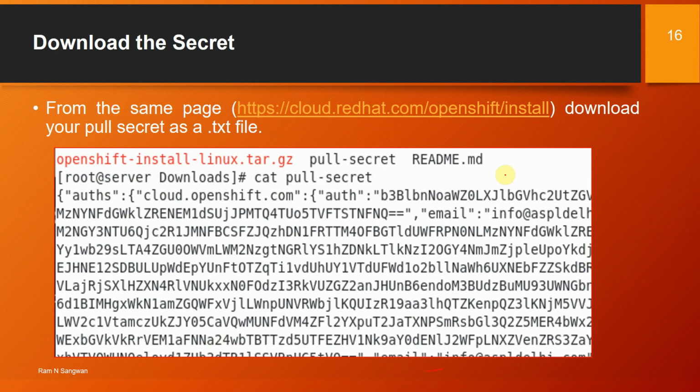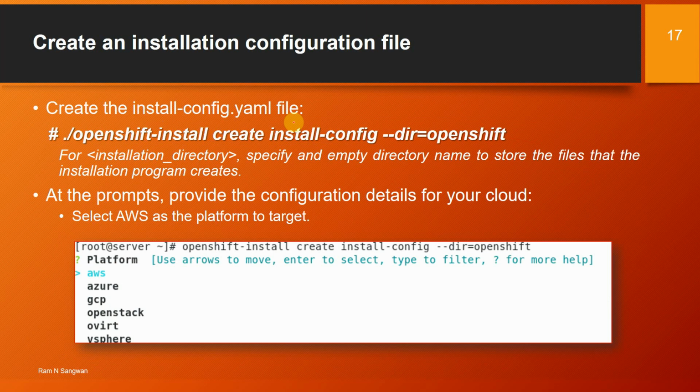Then from the same page, download the pull secret as a text file, and this is the pull secret file. You see that it is a long secret key, a very lengthy key. Create the install-config.yaml file: openshift-install create install-config --dir=openshift. This directory must not exist beforehand. And remember, don't remove this directory.